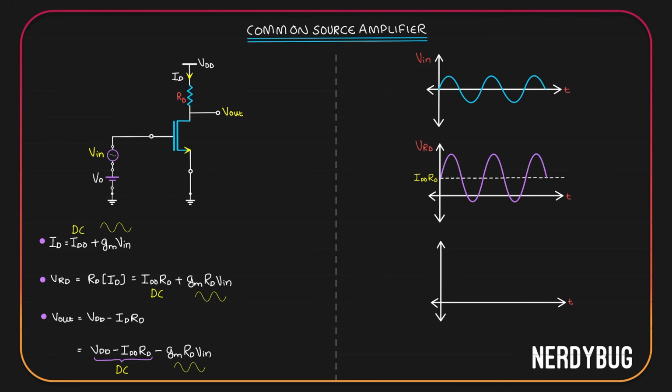First, I will plot negative of GMRDVin. It is the negative of the input multiplied by GMRD. It is an amplified version of the input which is also inverted. So it will look like this. Where input had the positive half cycle, output has the negative half cycle. We also have to add the DC value VDD minus ID0 RD. If we do that, finally the graph will look like this. Final output of our amplifier.